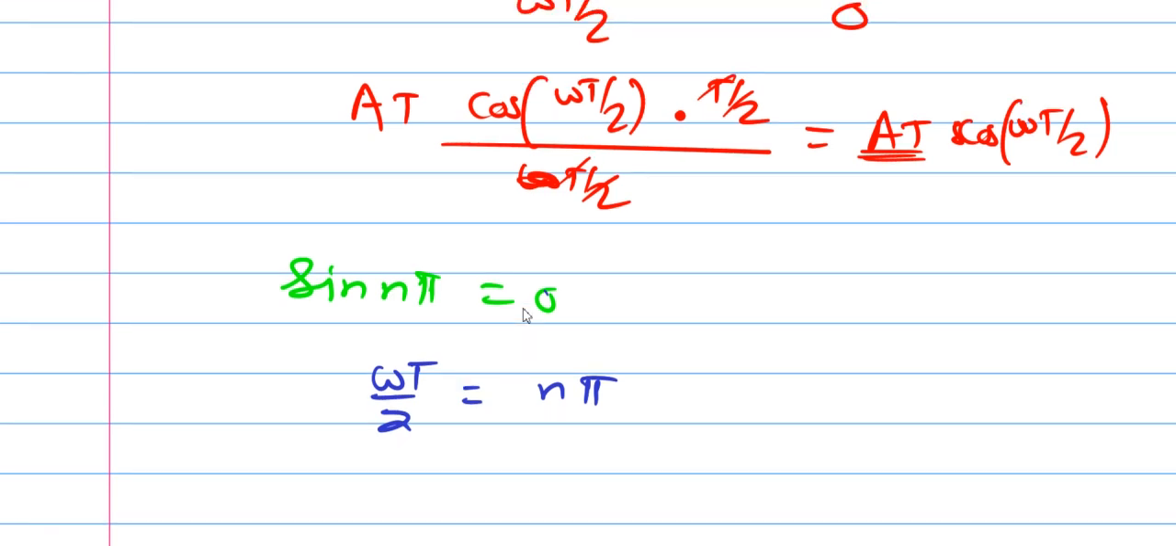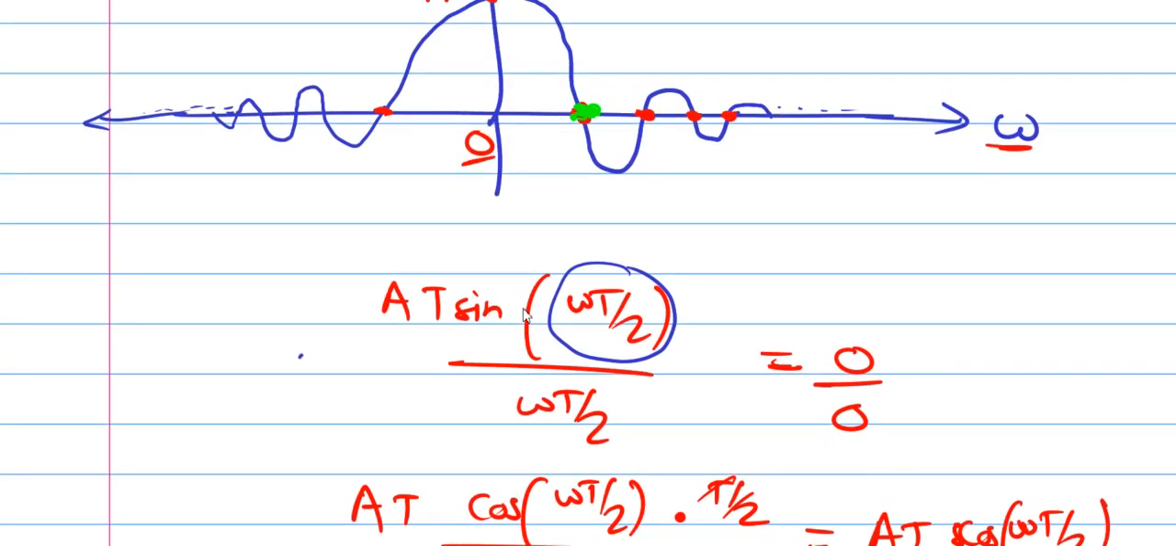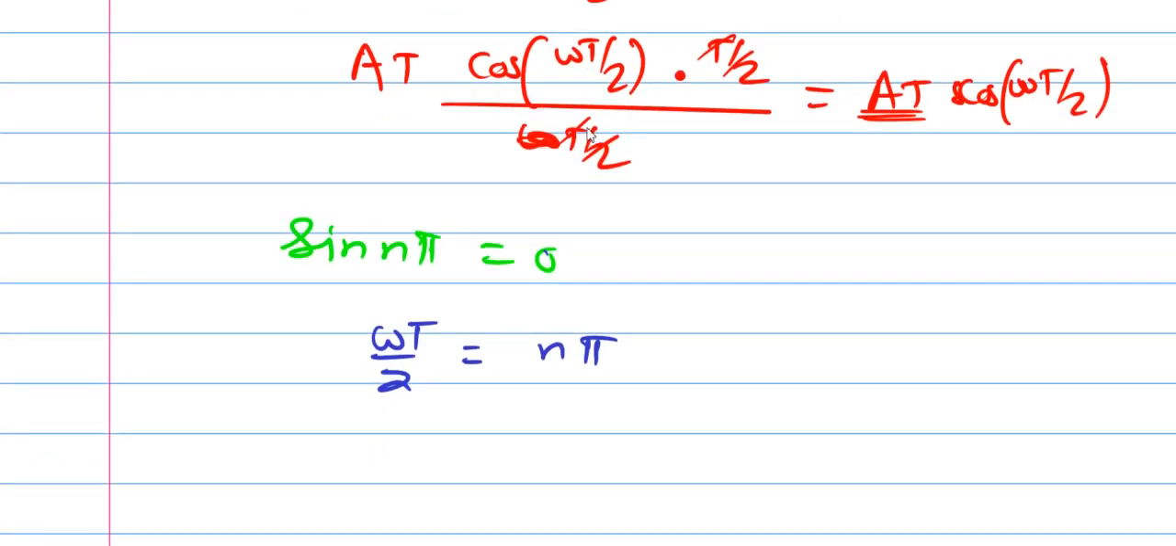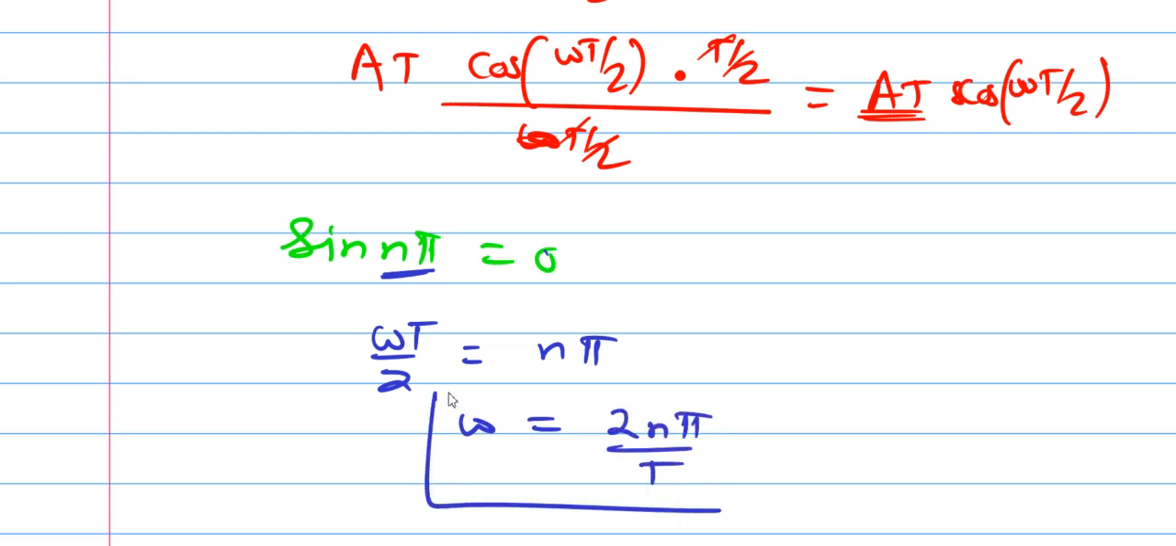Because sine n pi is 0, the complete function is 0. We are finding out at which value of omega the complete function will be 0. So we should equate omega t by 2 with n pi, because sine n pi is 0. Then omega will be 2n pi upon capital T. This is the value of omega at which the Fourier transform answer is 0.